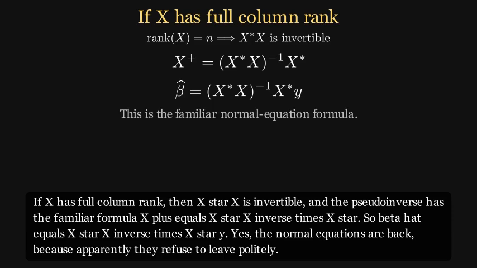If x has full column rank, then x star x is invertible, and the pseudoinverse has the familiar formula x plus equals x star x inverse times x star. So beta hat equals x star x inverse times x star y. Yes, the normal equations are back, because apparently they refuse to leave politely.